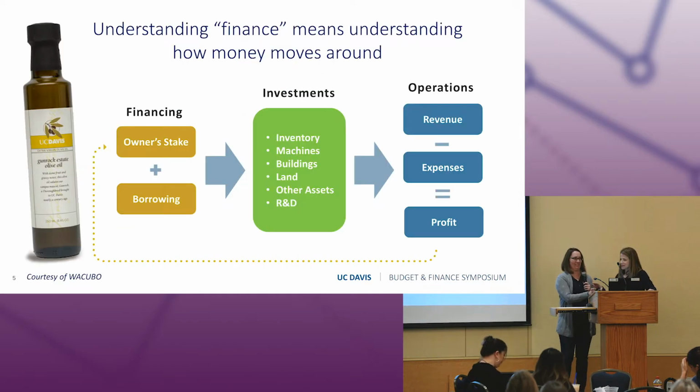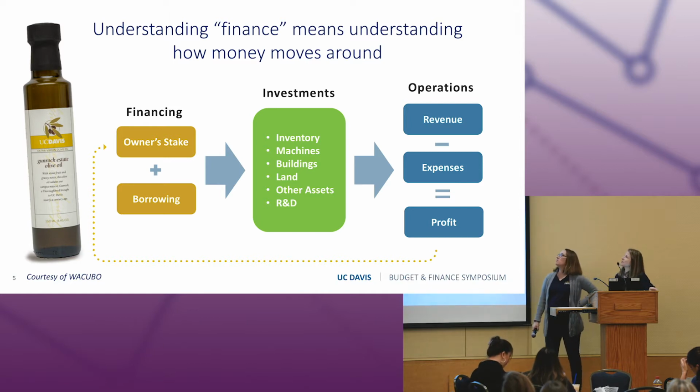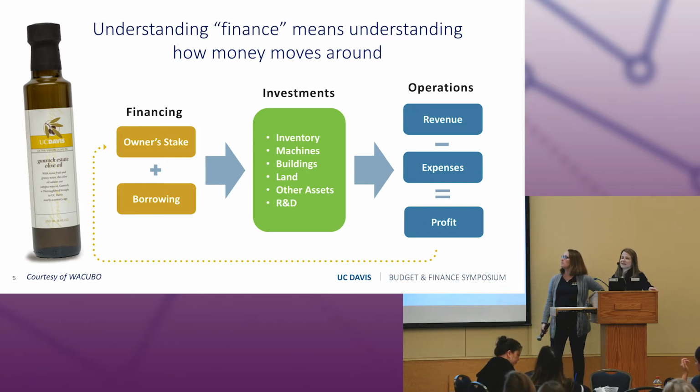All right, this is me. This is you. Okay. All right, so understanding finance means understanding how funds move around. So we are going to start an olive oil business. Starts with owner's stake and borrowing. So the owner says, I'm going to start a business. Let's see what funds I have available to do that. And then what funds we need to get from a bank or some other source to kind of create what we need to run a business. That leads into investing in the business, inventory, machines, building, land, whatever we need to start our olive oil business. Trees, maybe.